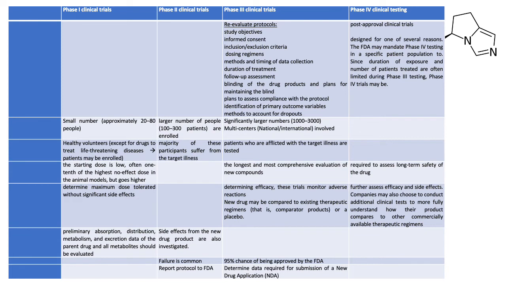So the highest non-effective dose in animal models per weight is used to extrapolate or guess the dose per weight in human beings. And usually phase 1 subjects have around 70 kilogram weight and are 30 or 35 years of age. And one of the main purposes of the phase 1 clinical trials is to determine the efficacy and safety of the drug and toxicity. And it is also used to determine the maximum dose tolerated without significant side effects of the drug.